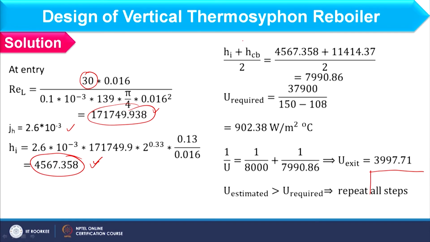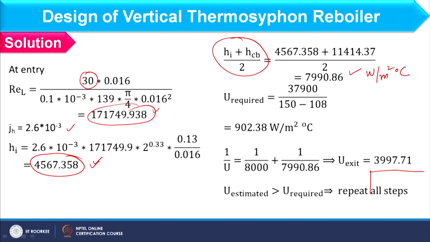Now, we will average the heat transfer coefficient at inlet and exit condition in the tube, and total heat transfer coefficient you can obtain as 7990.86 watt per meter square degree Celsius, right. So, this is basically the heat transfer coefficient.